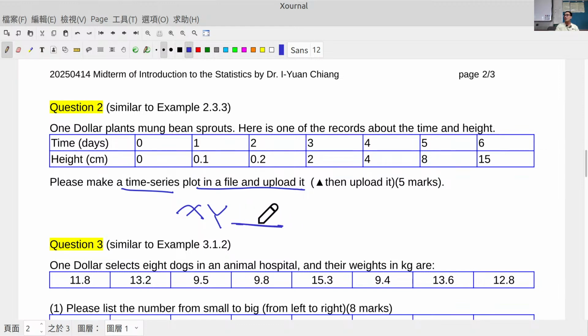Okay, don't make any mistake. You can use Google Office, you can use Microsoft Excel, you can use LibreOffice. Either one is okay. Check it. Or you can review my explanation next year. You know where to find it? If you don't know, you can ask this question. I will show you. Okay, next.